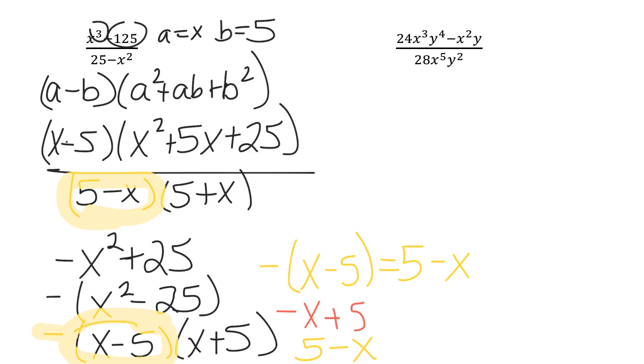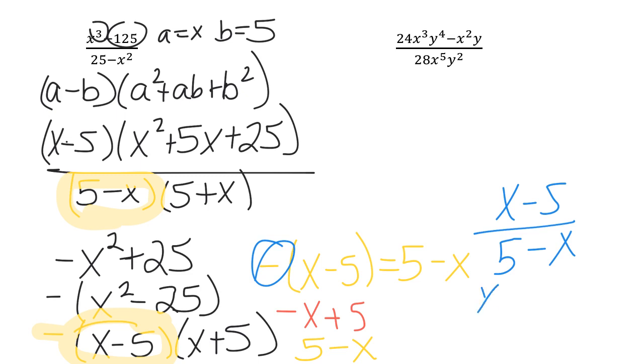So what that means is if I have a problem like this, where I have x minus 5 over 5 minus x, I can think of these as opposites. And when they divide out, they leave that negative behind. Because I'd have to factor out the denominator, then I'd have that x minus 5.